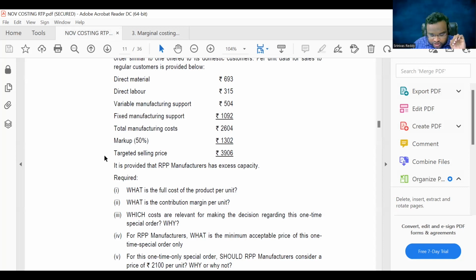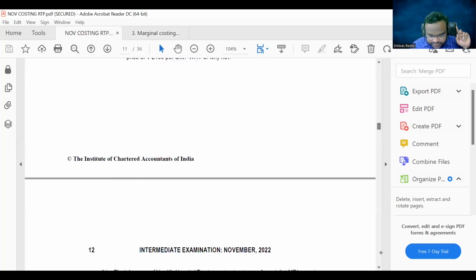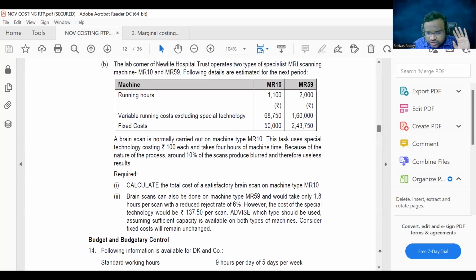For this one-time special order, should RPP manufacturers consider a price of 2,100 per unit? Why not? You can consider it, because anything more than incremental cost you can take for decision making, since this is a short-term, one-time order, and that too not for the domestic market. That is the only solution given. You can check it out. Next question, 13B.